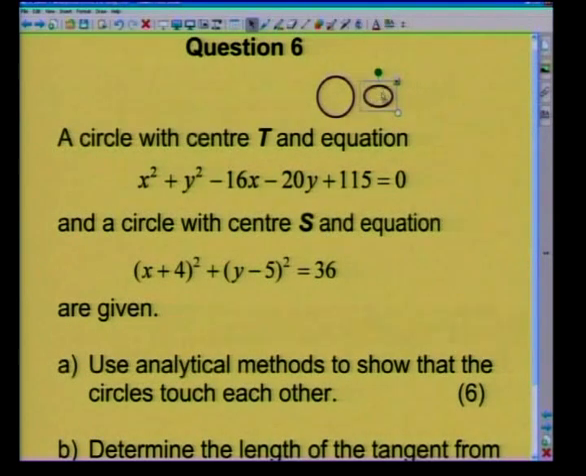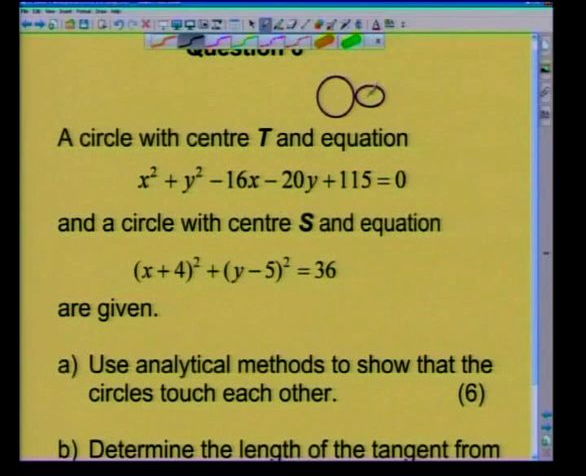Okay, it doesn't really matter. They want me to show that in fact this is what happens, that they touch each other, and they've given me both equations. But of course, as we know, this is a golden opportunity for us to get you to complete the square. So let's do that first of all.